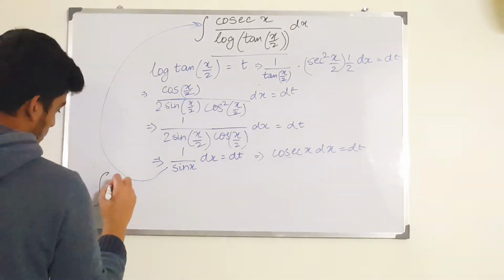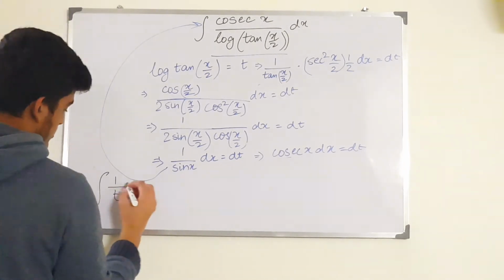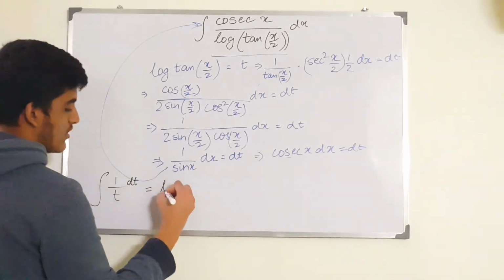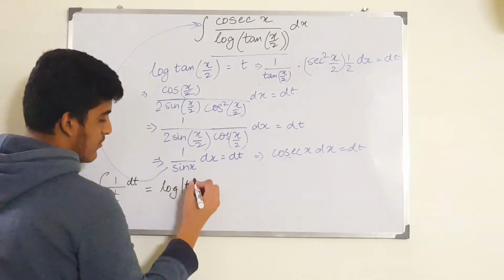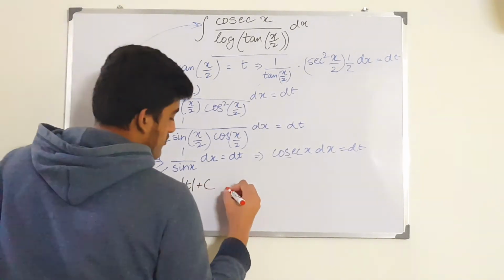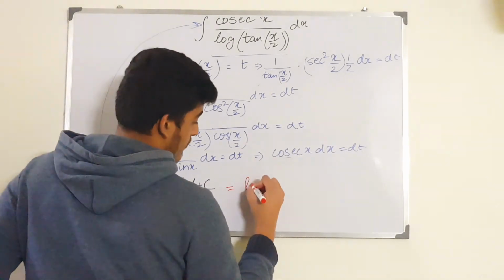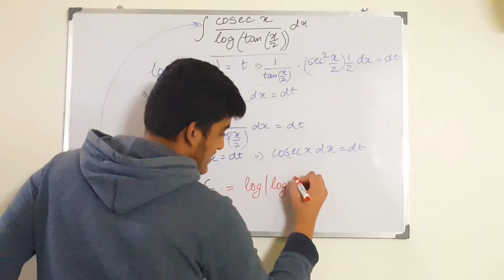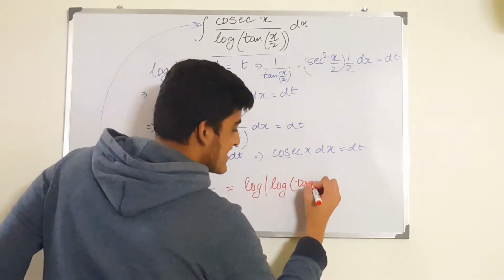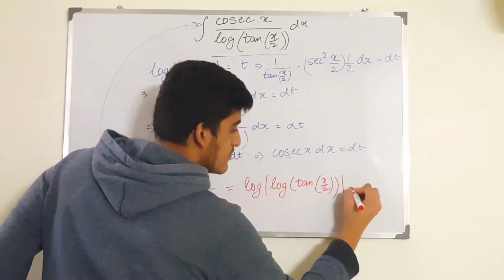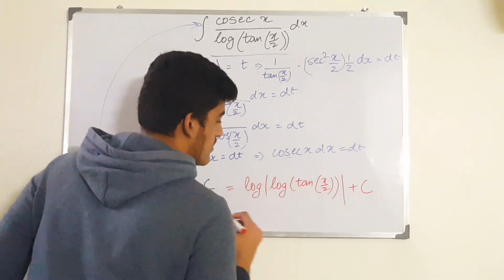What we have left is a simple inverse integration. This gives us the log of the mod of t plus c. We put back in the value of t and we have the answer we're looking for, which is this. The log of tan x by 2 plus c. This is your answer.